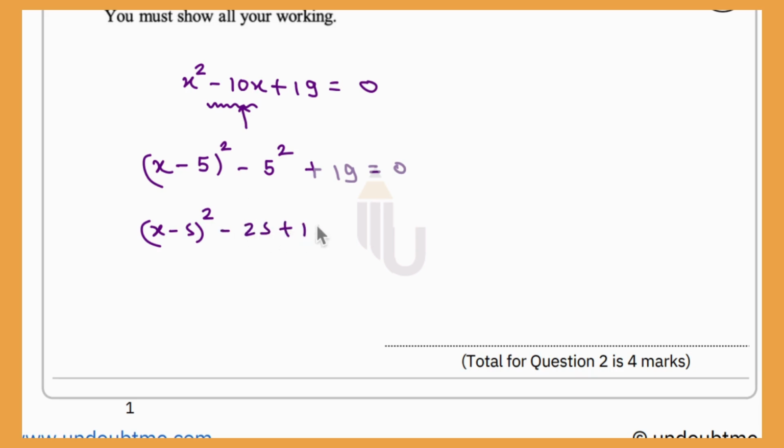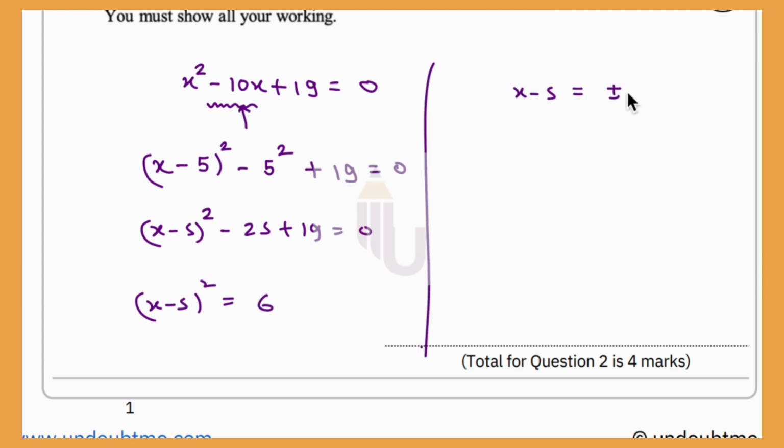minus 25 plus 19 is equal to 0. Minus 25 plus 19 will be minus 6. It can be sent on the other side, it will become plus 6, and then we'll take square root. So x minus 5 is equal to plus minus root 6, and x is equal to 5 plus minus root 6. That is our answer.